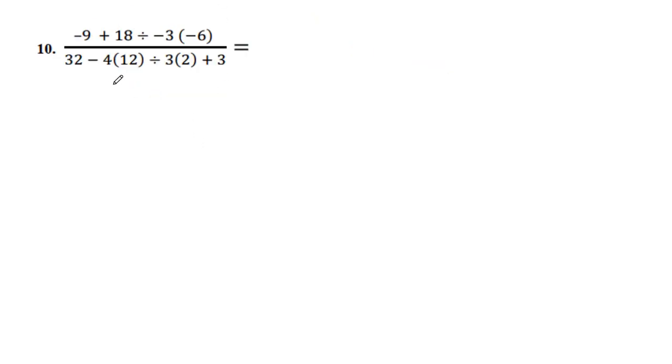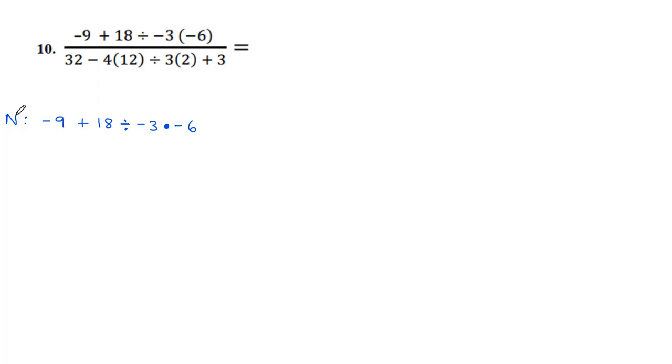For number 10, we have quite a lot to do for both our numerator and denominator. When I have this much to do, what I like to do is rewrite it. So the numerator is negative 9 plus 18 divided by negative 3, that is multiplied to negative 6. Sometimes I change from a bracket to a symbol to make it more clear for myself, and you can use an X, the typical times symbol, as well. So now I can solve.